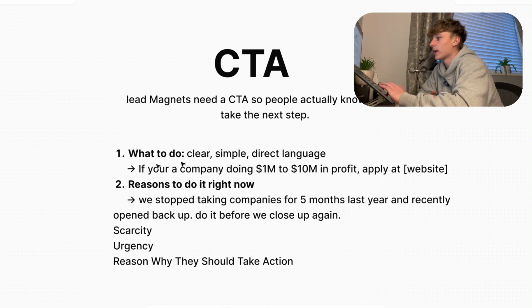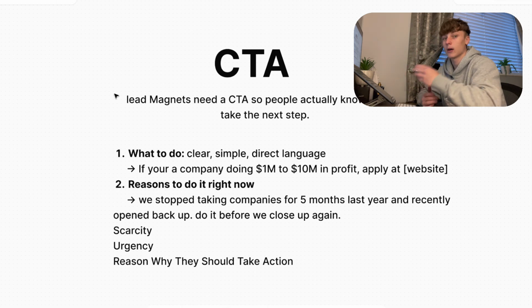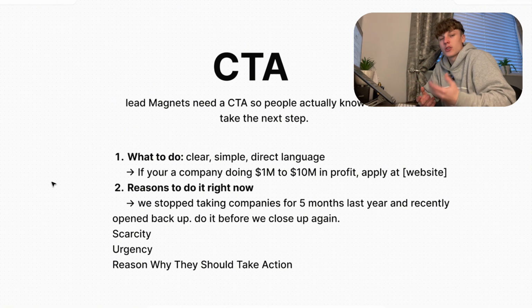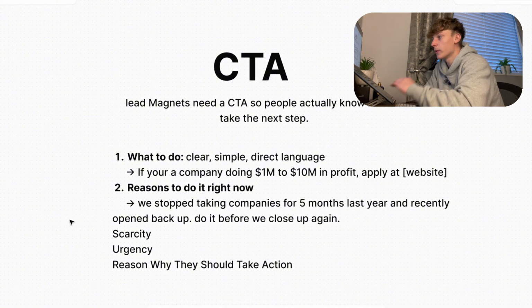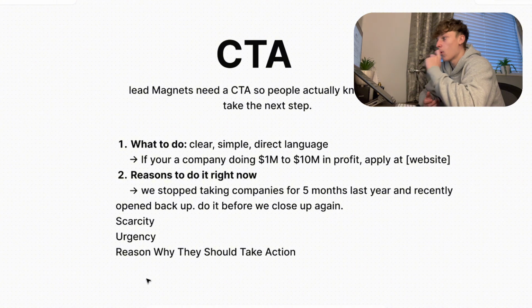So with your lead magnet, it needs to clearly state what to do. So clear, simple and direct language. For example, if you're a company doing 1 million to 10 million in profit, apply at website. Second is reasons to do it right now, reasons to actually follow through with the call to action. For example, we stopped taking companies for 5 months last year and recently opened back up. Do it before we close up again. This creates scarcity, urgency and a reason why they should actually take action on what you're offering.